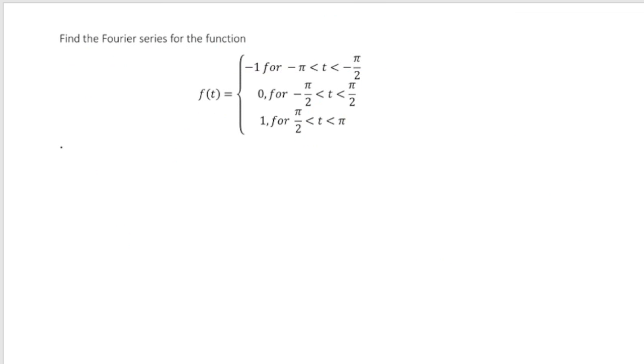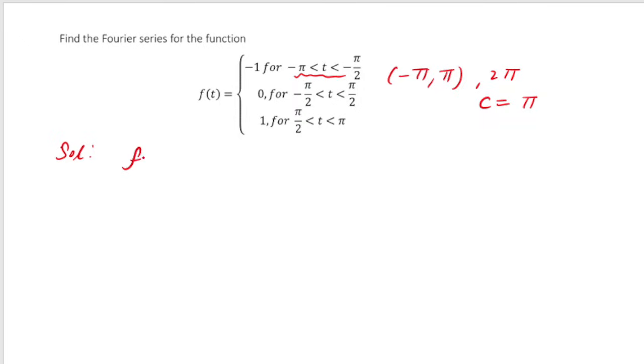Okay, so we are going to solve one more problem quickly: find the Fourier series expansion for this function. So here I will not spend much time, I am writing the solution. One thing is clear here, that the interval is minus pi to minus pi by 2, then minus pi by 2 to pi by 2, and pi by 2 to pi. So the total interval is minus pi to pi. So here also the length of the interval is 2 pi. So what is the value of c? The c value is equal to pi.